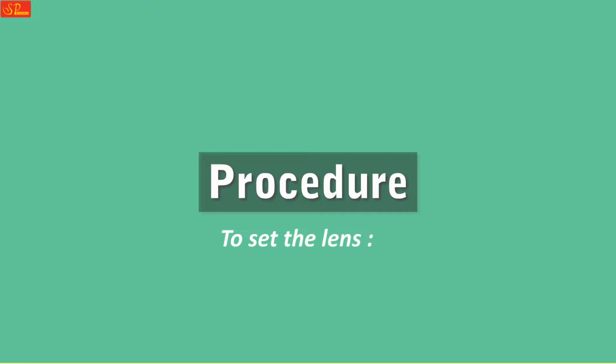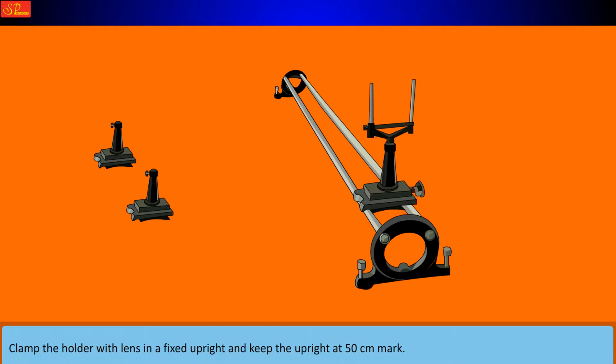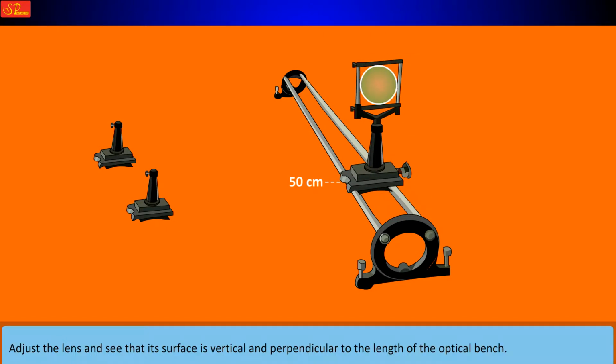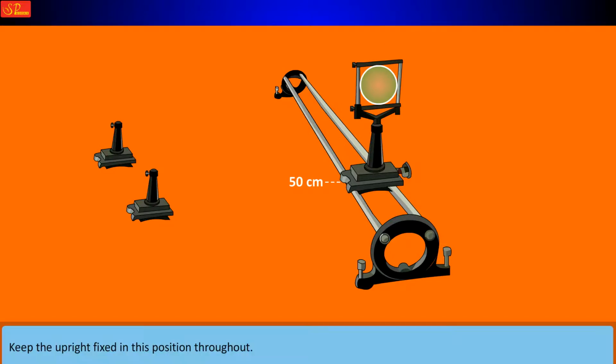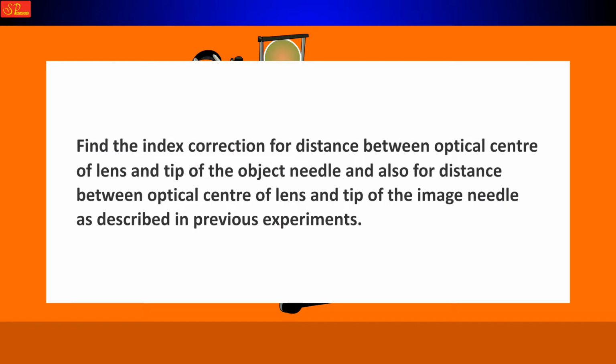To set the lens, clamp the holder with lens in a fixed upright and keep the upright at 50 cm mark. Adjust the lens and see that its surface is vertical and perpendicular to the length of the optical bench. Keep the upright fixed in this position throughout. 2. Determine index correction. Find the index correction for distance between optical center of lens and tip of the object needle and also for distance between optical center of lens and tip of the image needle as described in previous experiments.